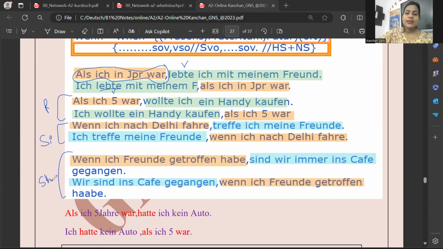So here on behalf of the verb, we can identify whether the given sentence is in the present, past, or perfect. Next, Shanaj, please. Wenn ich Freunde getroffen habe, sind wir immer ins Café gegangen.